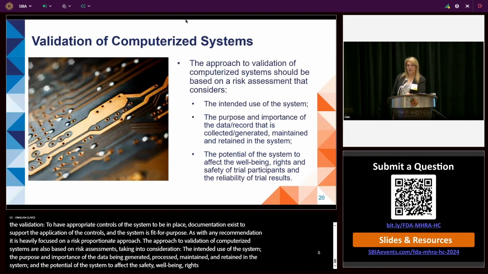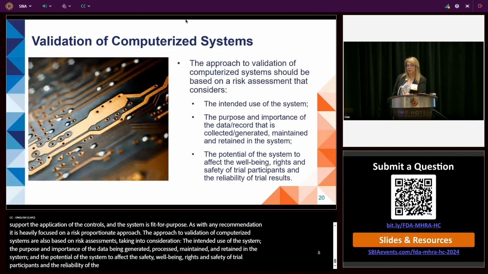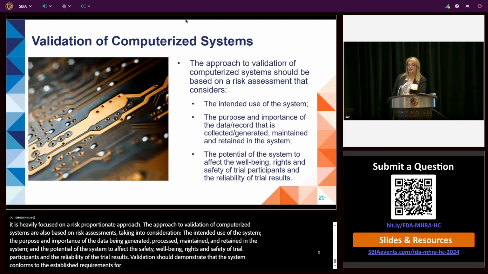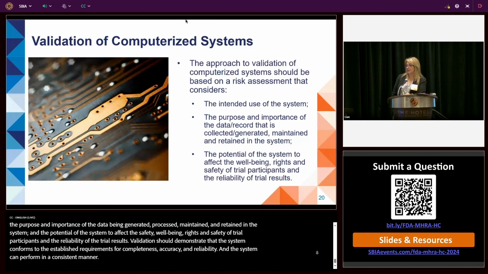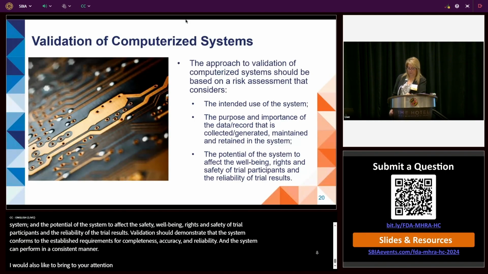Validation should demonstrate that the system conforms to the established requirements for completeness, accuracy, and reliability, and that the system can perform in a consistent manner. I also would like to bring to your attention that validation should be maintained throughout the life cycle of the system.